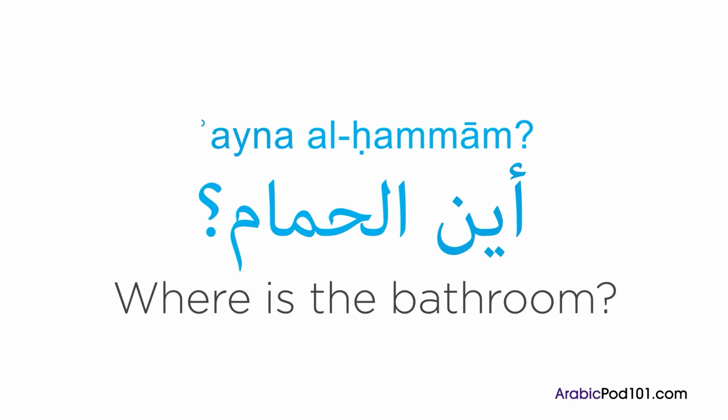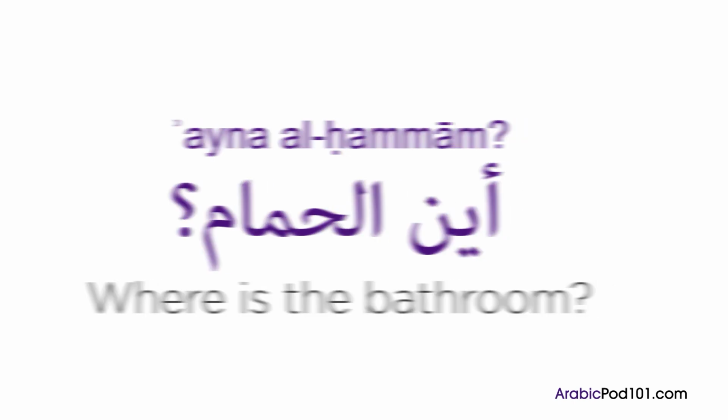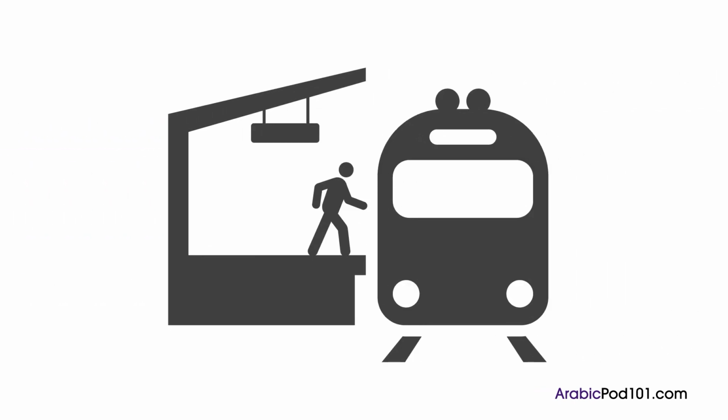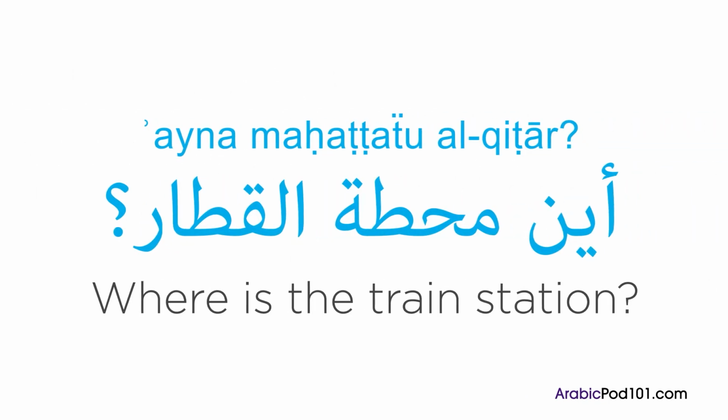الحمام. أين الحمام. Try saying the complete sentence. أين الحمام. Once more. أين الحمام. Well done. Now, if you wanted to ask where the train station is in Arabic, it'll be أين محطة القطار. Repeat it again. أين محطة القطار.